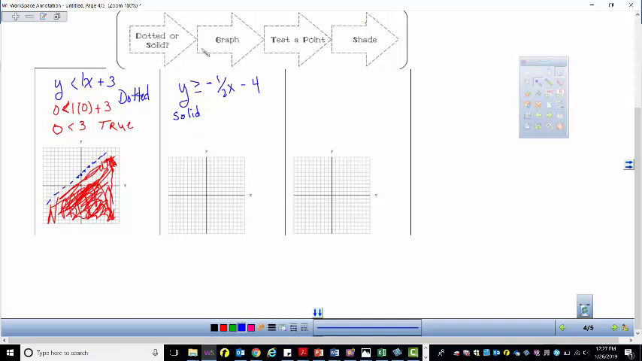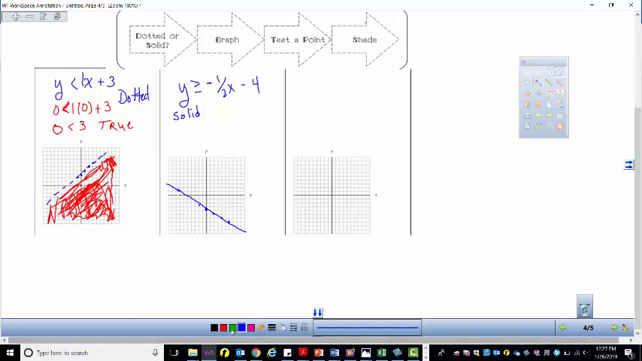Then we're going to graph like we've been doing. So we go to negative 4, and we put a point. And my slope is negative 1/2, so it means I'm going to go down 1 over 2, down 1 over 2, and put a few points. And then your line is solid, so you're going to draw a solid line through there. And if you need to use a ruler, you can. That's fine. I should be, but I'm not.